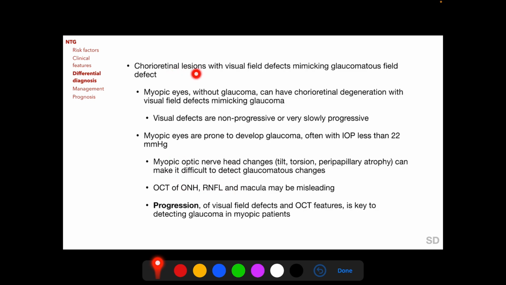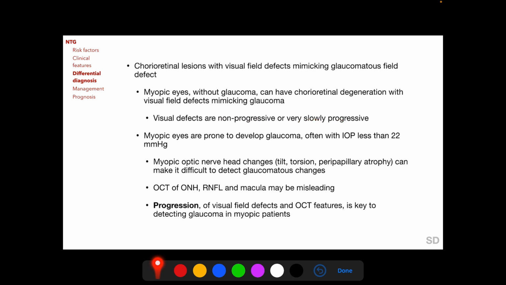Chorioretinal lesions causing visual field defects mimicking glaucomatous visual field defects also come in the differential diagnosis of normal tension glaucoma, and among them myopic eyes are the most important and the most difficult to differentiate. Myopic eyes without glaucoma can have chorioretinal degeneration with visual field defects mimicking glaucoma, but the visual field defects in this situation are non-progressive or very slowly progressive.